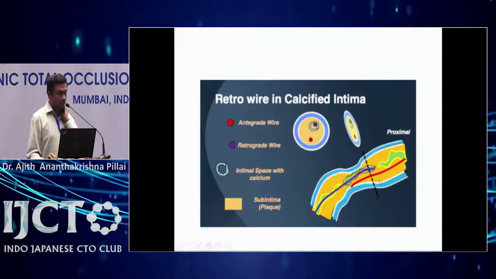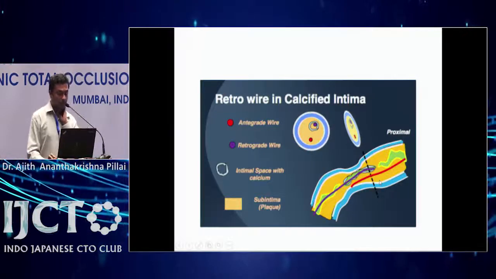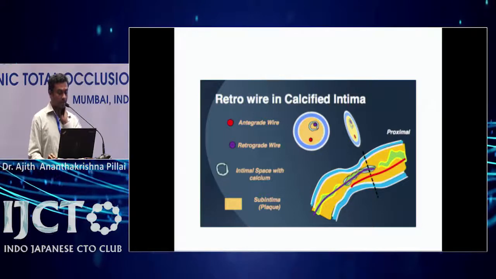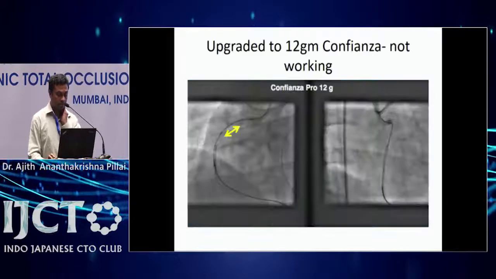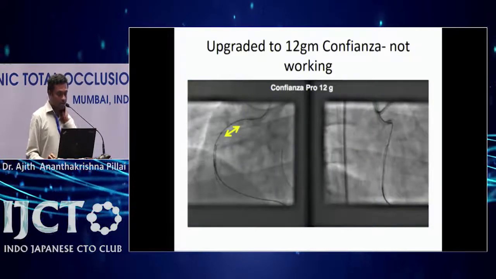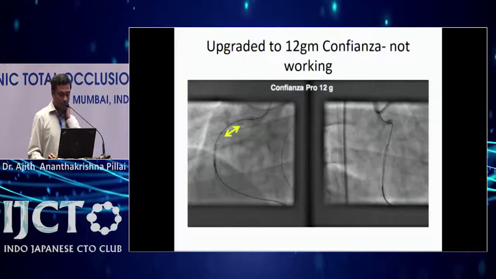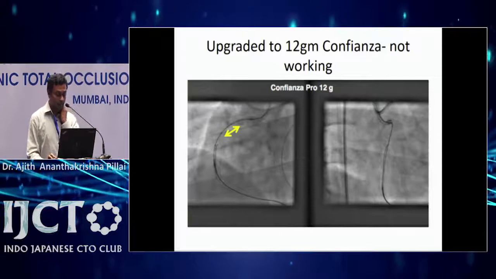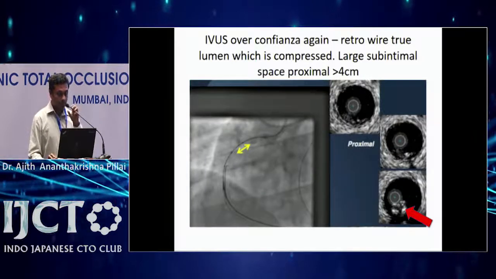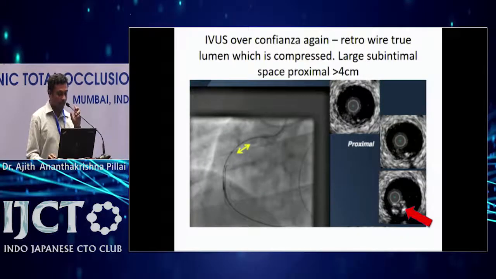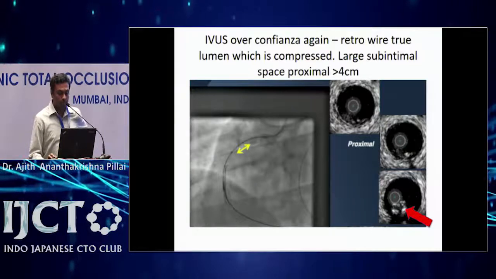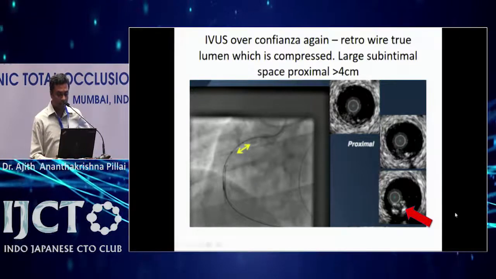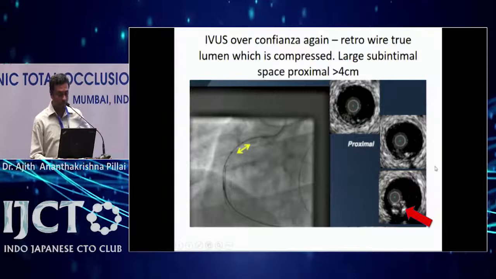Now, what about the retrograde wire in the calcified intima? Here the retrograde wire is in the intimal space, and the antegrade wire is in the subintimal space. Here again, it was a failed classical reverse cut. Then again we increased the tip load of the antegrade wire to make it connect. So IVUS again gave confidence. Here again we are using IVUS, and the retrograde true lumen was compressed. We can see that the true lumen was extremely compressed, and there is a large subintimal space, over 4 centimeters.